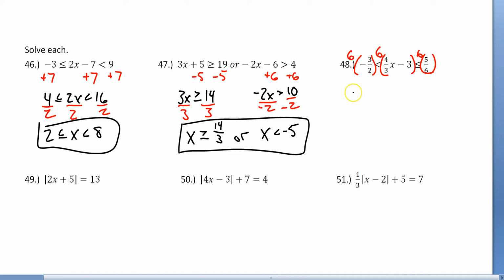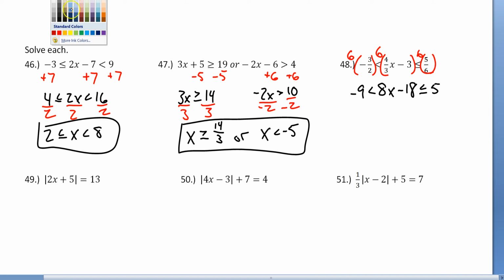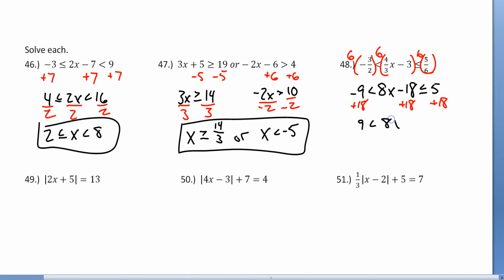Over here, that gives me a negative 9. Here, that gives me, let's see, a 12, an 8x minus 18. And then over here, it looks like I get a 5. All right, and now I'm in the same boat that I was in number 46. I just start undoing these things to all three sides, so I add the 18. Whatever I do to one side, I do to each end as well. So that gives me a 9 less than 8x less than or equal to a 23.